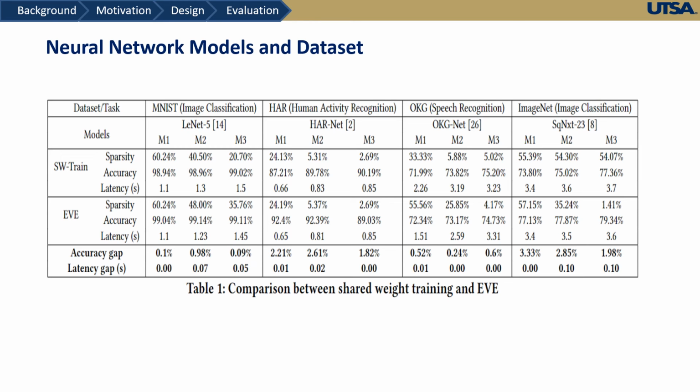We can see that Eve improved the accuracy for the MNIST model ranging from 0.01% to 0.89%, and latency is also improved up to 0.07 second. For the HAR model, accuracy can be improved up to 2.21% and latency can be improved up to 0.01 second. And for the OKG model, accuracy can be improved up to 0.6%. And for the SqueezeNet model, accuracy can be improved up to 3.33% and latency by 0.1 second.